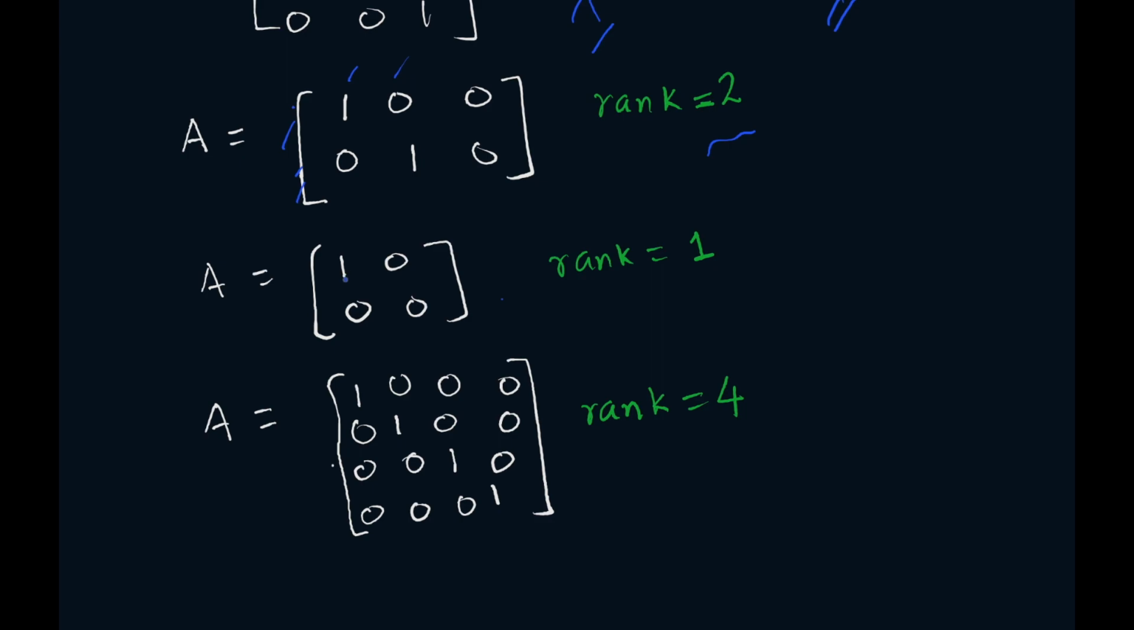In our next example we have 1 0 0 0. Here we have only one independent row, so our rank is 1. In the last example, we have a 4 cross 4 identity matrix. So our rank will be 4.